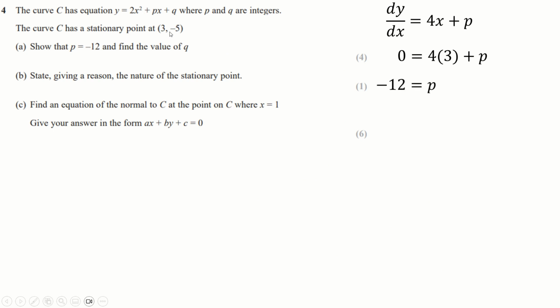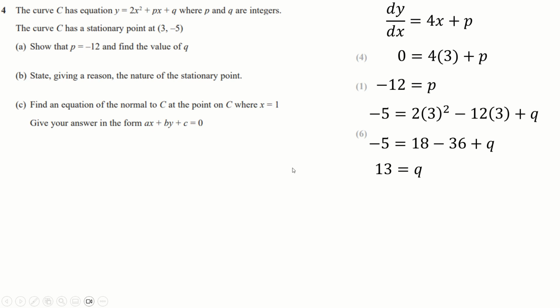If this is a stationary point, though, this also means that the curve has to go through it, because it's a stationary point on the curve. Let's just put these two results into here, but you now already know p. You know p is minus 12, so you can put that result in as well. And this is enough to solve for q, and we end up here.